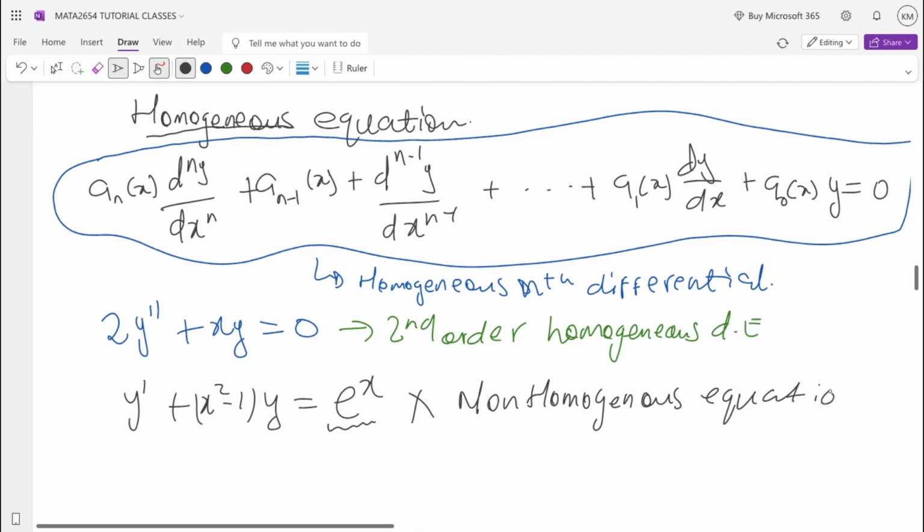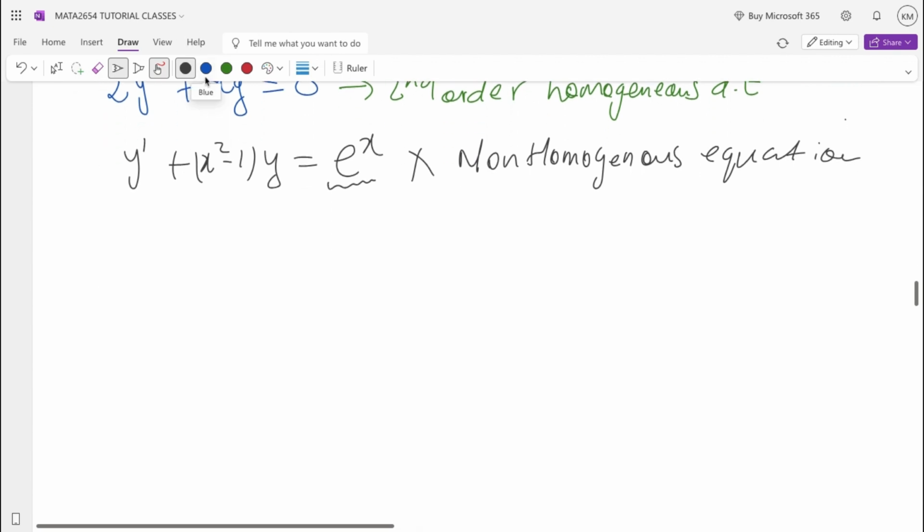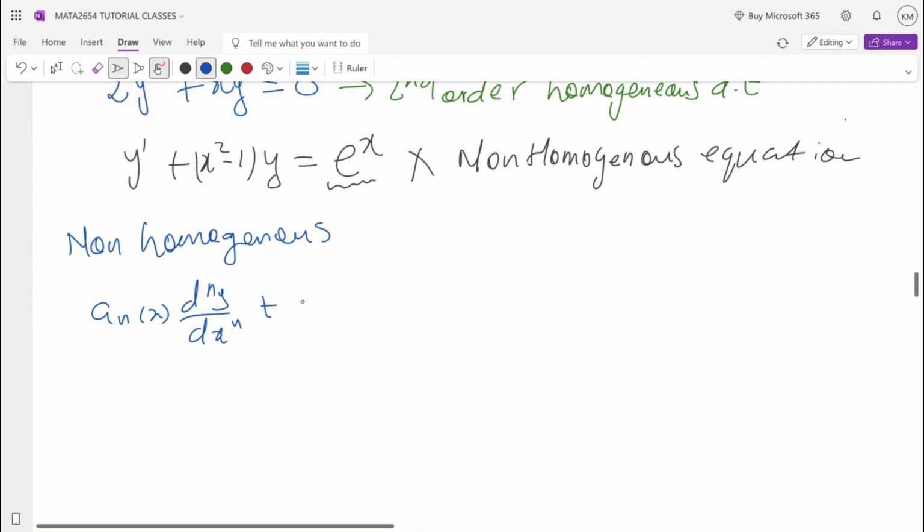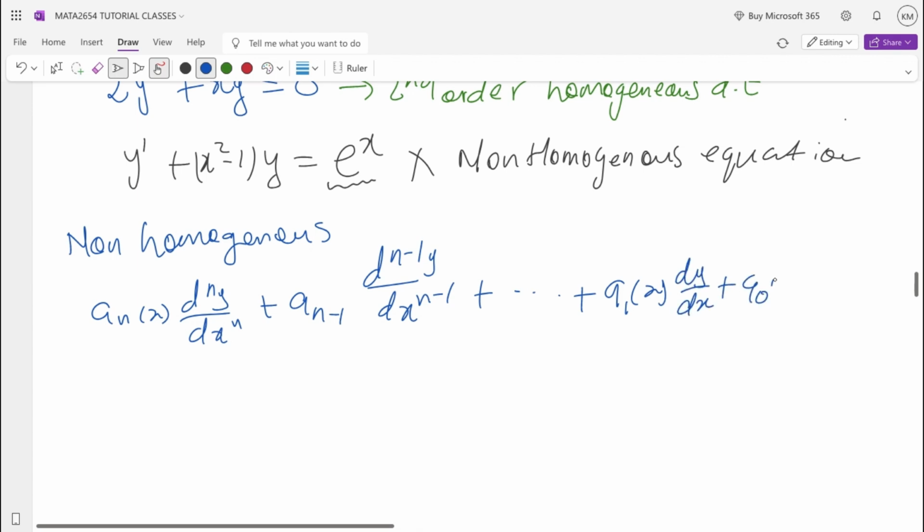Basically, what this means is that in standard form, for non-homogeneous equations, we have a_n of x d^n y over dx^n plus a_{n-1} d^{n-1} y over dx^{n-1}, then plus whatever functions are in between, then a_1 of x dy by dx plus a_0 y equal to g of x. g of x can be any function, but notice that g of x in this case cannot be 0, because if g of x is 0, then it is homogeneous. Where g of x is not 0, it is considered non-homogeneous.